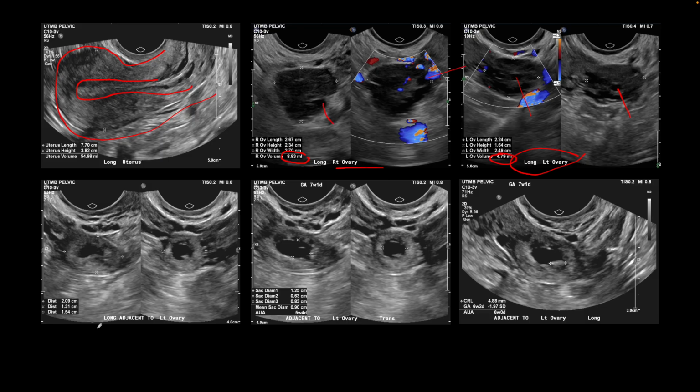Then some other images were submitted by the technologist. This image is labeled long axis view adjacent to the left ovary. They see this ring-shaped focus with a thick wall, and inside they are able to find a yolk sac, and also they were able to measure a fetal pole. And so this is the gestational sac. Inside it, we see the yolk sac and a fetal pole, and this is a great example of an ectopic pregnancy.